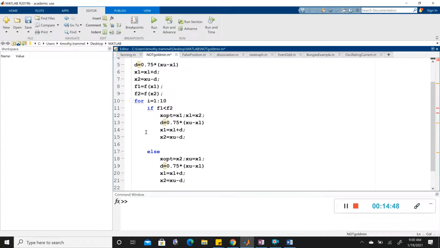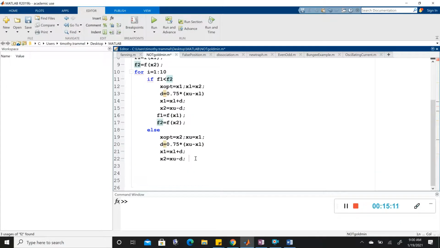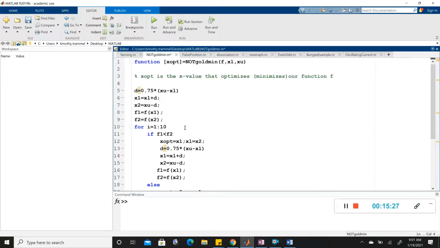And let's see, are we missing anything else? It might also be helpful to go in here and compute F1 and F2 again, because as we run through our next iteration of the for loop, it's going to need a new set of F1 and F2 to compare. So we'll go ahead and do that. And then we're going to need an end for the if statement, and an end for the for loop. Okay. And let's go ahead and save it and test it out.